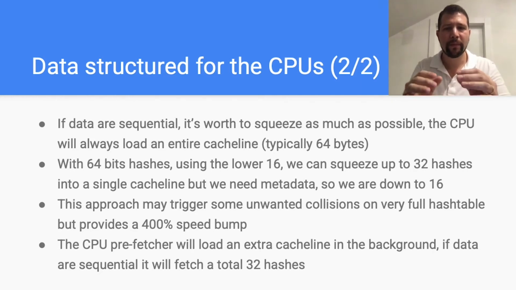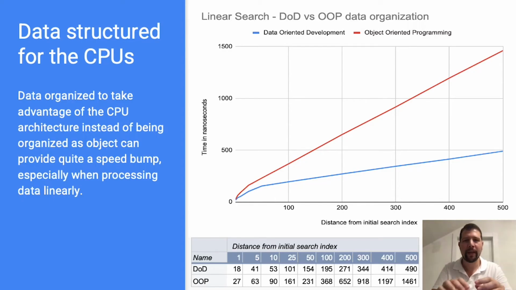It's also important to keep in mind that the CPU prefetcher will always prefetch the next cache line, de facto allowing our algorithm to search over 32 hashes without further accessing the CPU cache or the memory. From the chart, it's easy to see that data-oriented development in this context can deliver better performance, up to 150% actually, when the hash search is close, and even up to 300% in the worst case scenario. So definitely it's an optimization that's worth it.